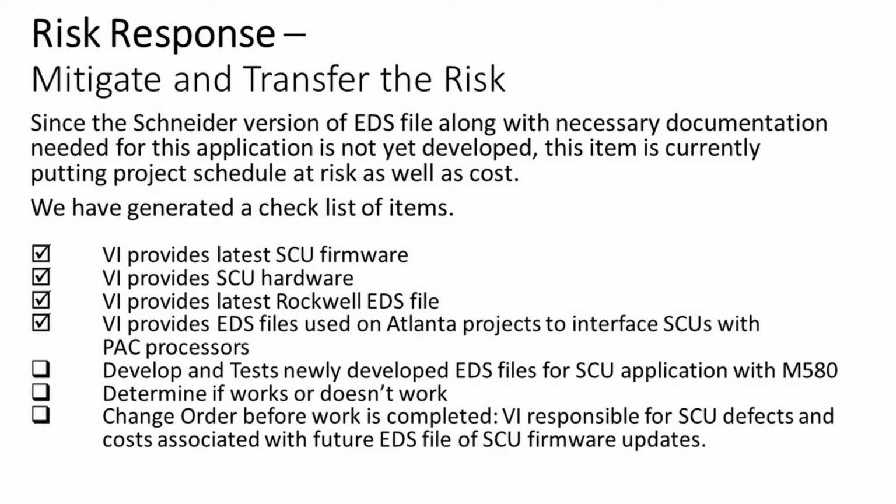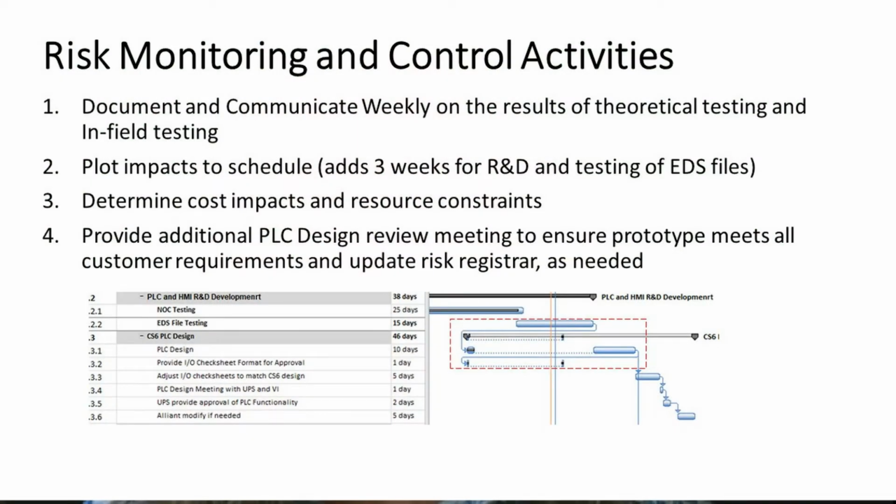We have generated a checklist of items to mitigate, and we are currently negotiating agreement regarding change order language that details risk ownership. For risk and monitoring control activities, we plan to communicate weekly or more often, dependent on availability of results regarding theoretical testing and in-field testing, as well as immediate and long-term impacts to schedule and budget.